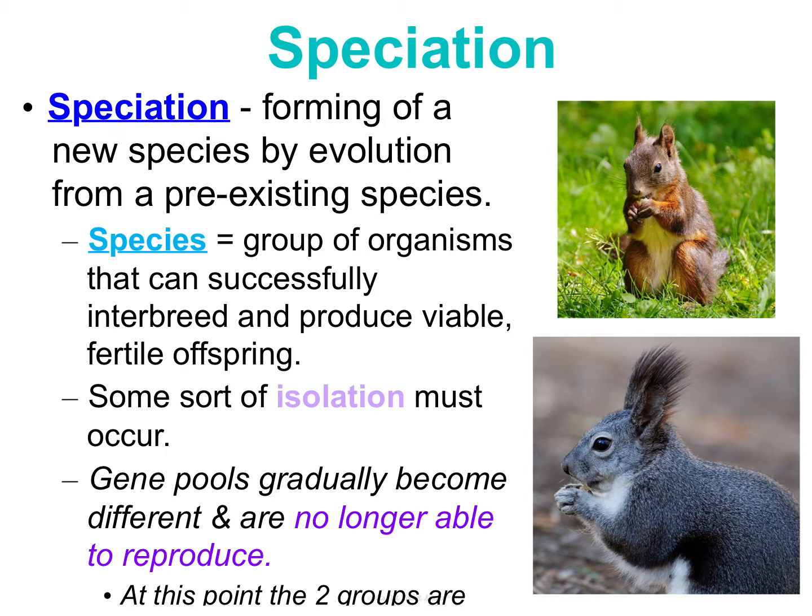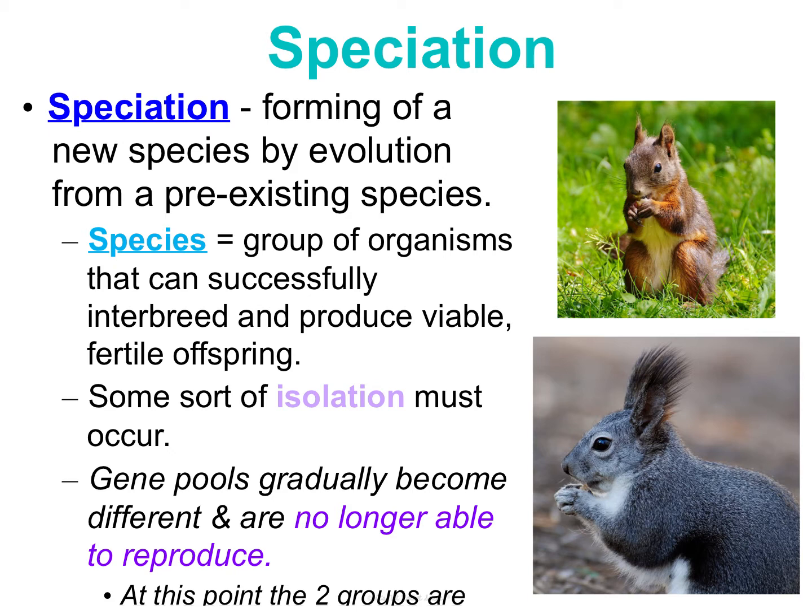So, speciation is the formation of a new species, and that's through evolution, a process from a pre-existing species. Before you understand how this happens, we might want to talk about what exactly is a species. And that is a group of organisms that can successfully interbreed and reproduce offspring that can also breed.